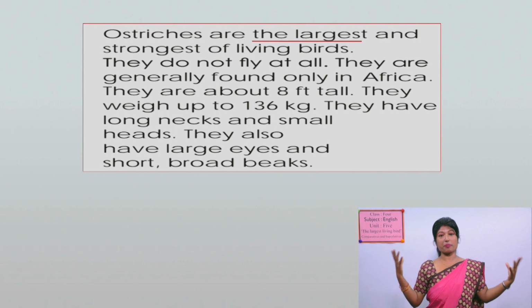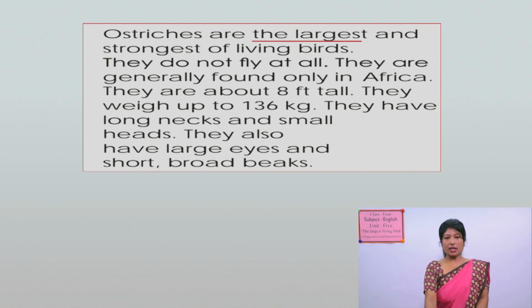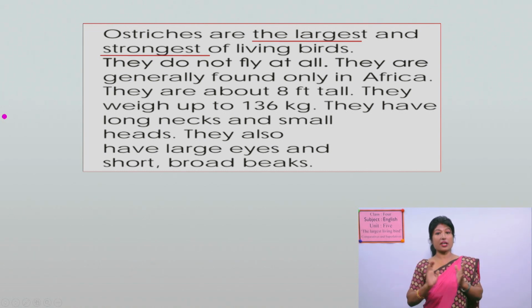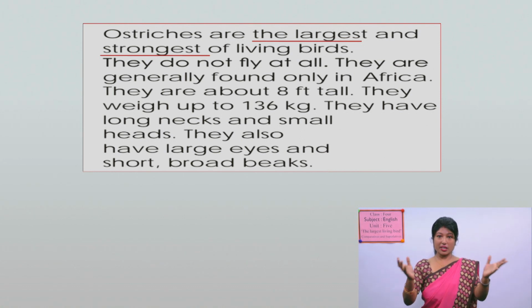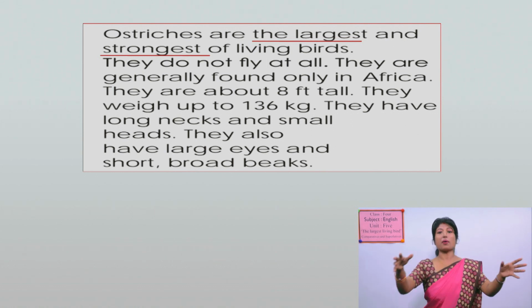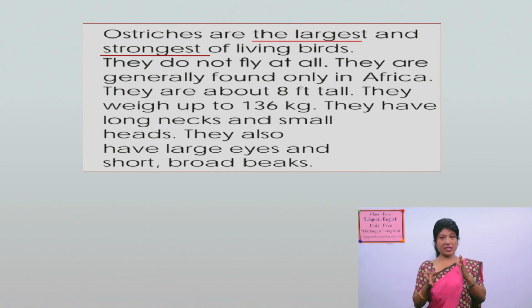Largest, the largest, very big, right? Then next word, what do you find here? And strongest of all living birds. Strongest. Okay. So strong, large, these are adjectives, right? So here we are learning the comparative and superlative forms of those adjectives. Large is an adjective. Larger, the largest. So these are used for comparing. Especially comparative is used for comparing. And superlative is used for comparing among many. Comparative to compare between two and superlative to compare among many.